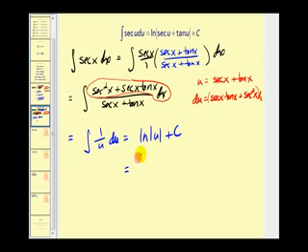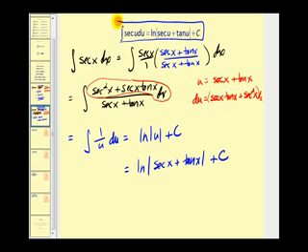But of course we want our antiderivative in terms of x, so we have natural log of absolute value of secant x plus tangent x, which again matches the integration formula that we were given, except this is written in terms of u again. Let's go and take a look at some examples using the new integration formulas.